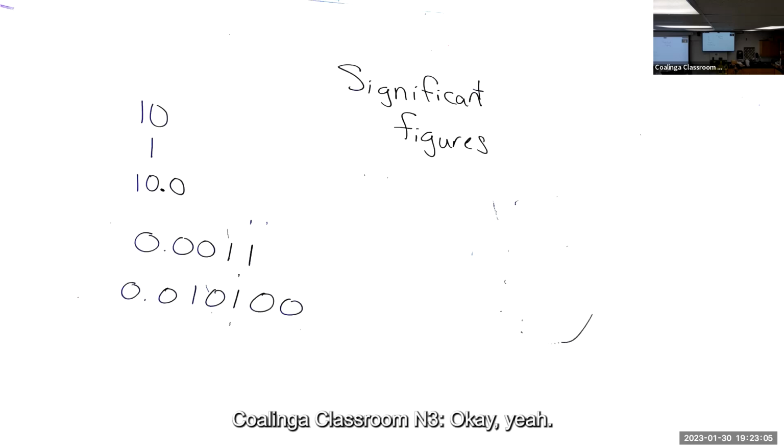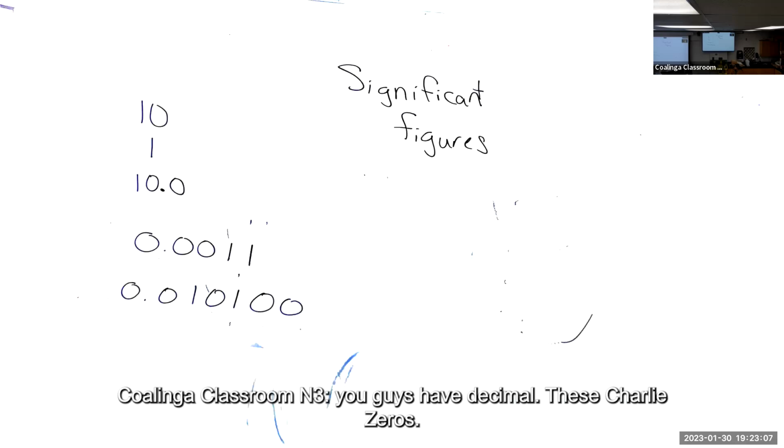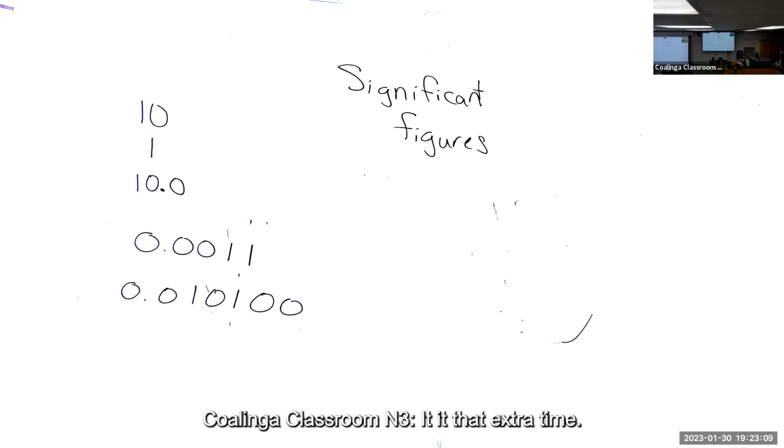Okay, now, because I have a decimal, these trailing zeros become significant. So I took that extra time to write them out. Right? I don't need to write them out unless they're important. Okay, so how many significant figures do I have here? That's right, 1, 2, 3, 4, 5.